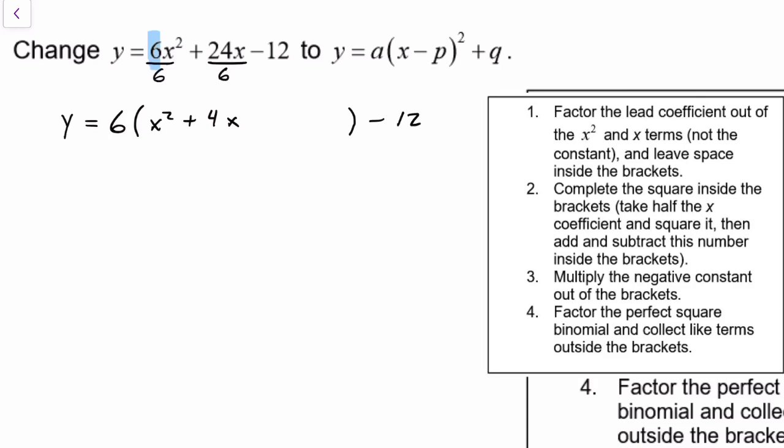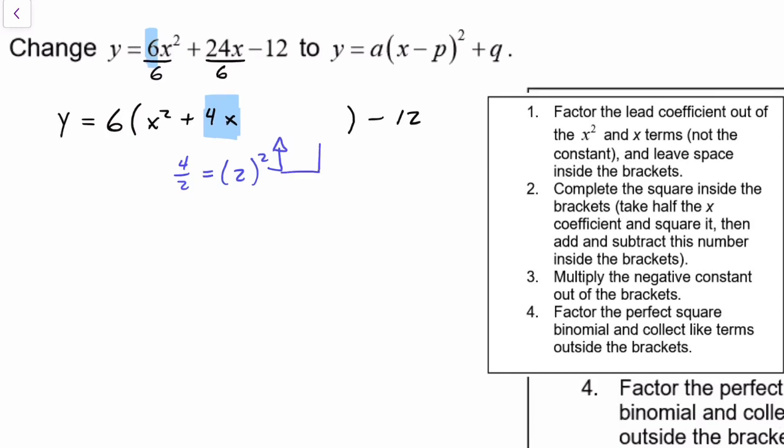Step 2 is where we actually do what's called completing the square. And to complete the square, we take the middle term and divide it by 2. So I usually just take the 4 and go, okay, 4 divided by 2 is 2. And then whatever we get, we square it, and we're going to add it and subtract it inside the brackets. So I'm going to go plus 4 minus 4 inside the brackets. So when I go plus 4 minus 4, 4 minus 4 is 0. So we're actually not adding anything.